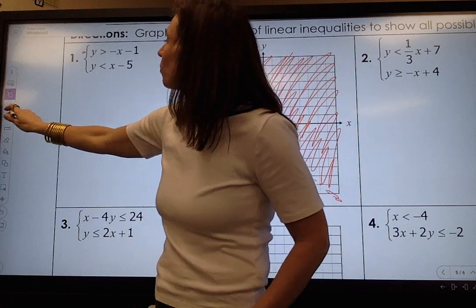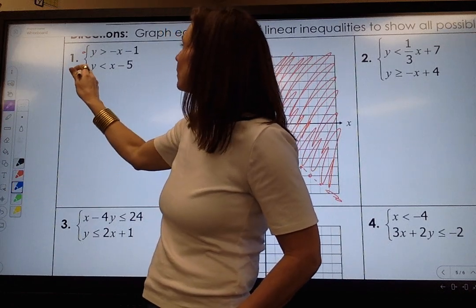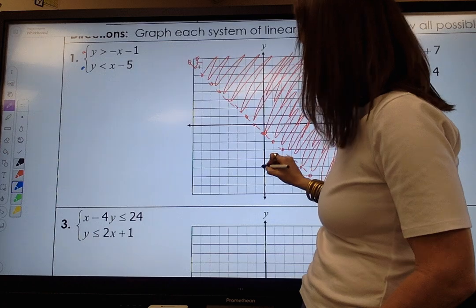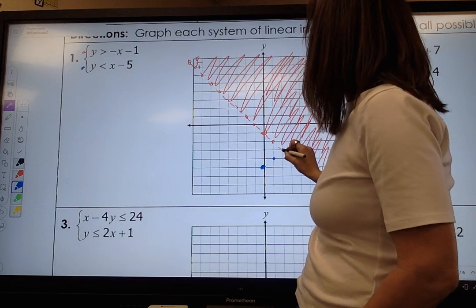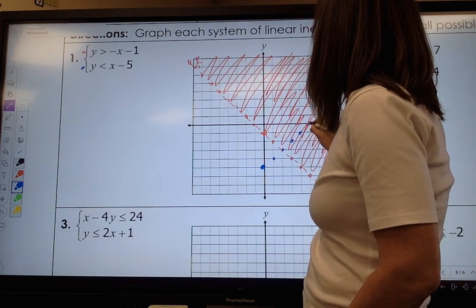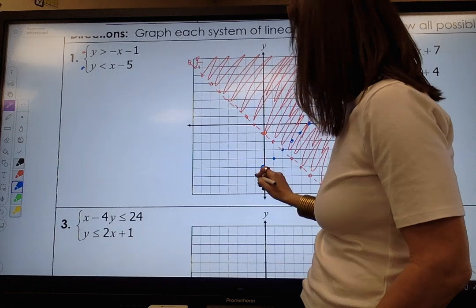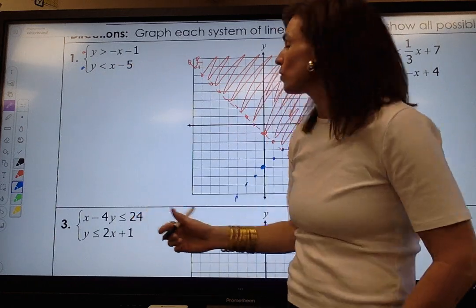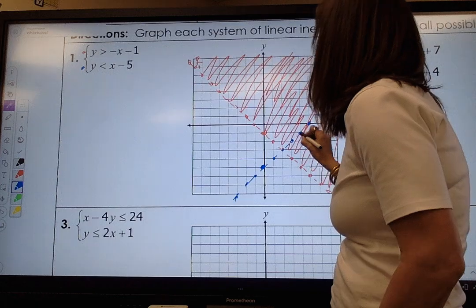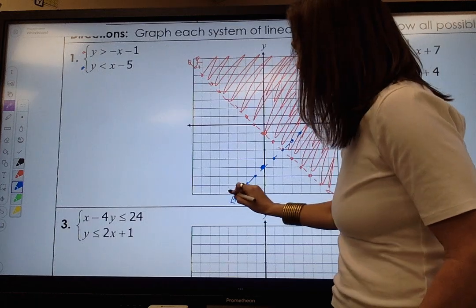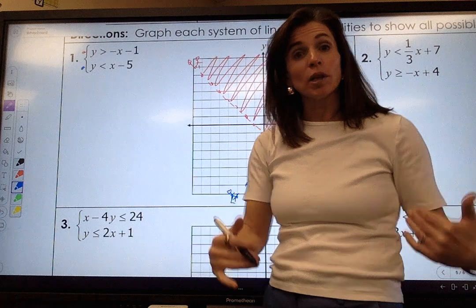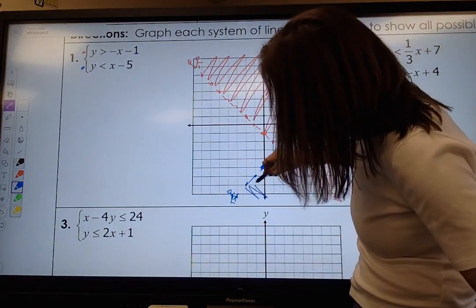Now I'm going to switch over to blue, and I'm going to do this guy in blue. So I have -5, and my slope's positive. Now it's less than, not equal to, so again, it's going to be a dotted line. Here's my skier, and it says less than. Less than means shade below the skier. So I'm going to shade all of this.